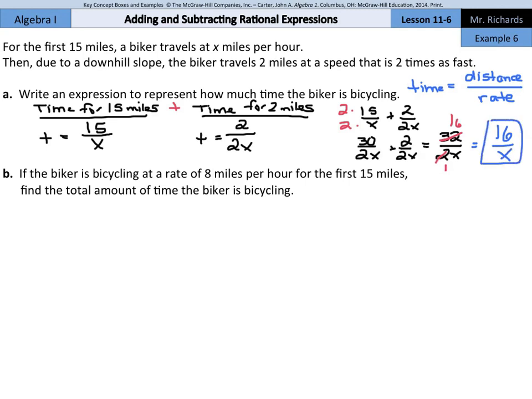And now we can use this 16 over x to help us find part B. If the biker is bicycling at a rate of 8 miles per hour for the first 15 miles, find the total amount of time the biker is bicycling. Well, the bottom here, the x is our rate. So if we put in 16 over the 8 miles per hour, 16 over 8 simplifies to 2 hours.